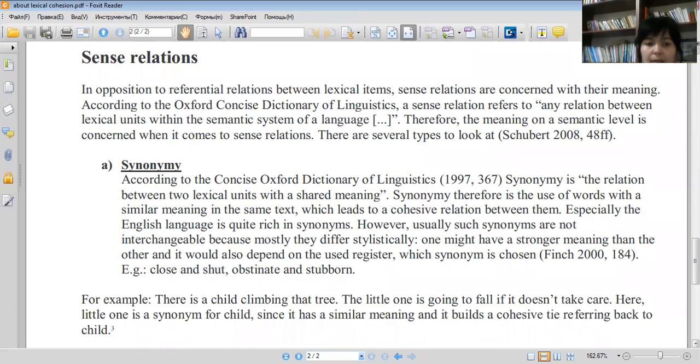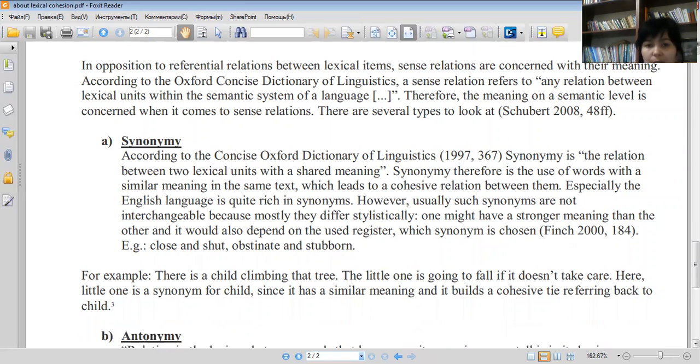At first, A, synonymy. According to the Concise Oxford Dictionary of Linguistics, synonymy is a relation between two lexical units with a shared meaning. Synonymy, therefore, is the use of words with similar meaning in the same text, which leads to a cohesive relation between them. Especially the English language is quite rich in synonymy. However, usually such synonyms are not interchangeable because mostly they differ stylistically.